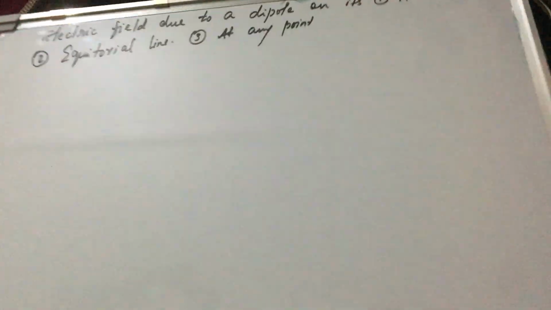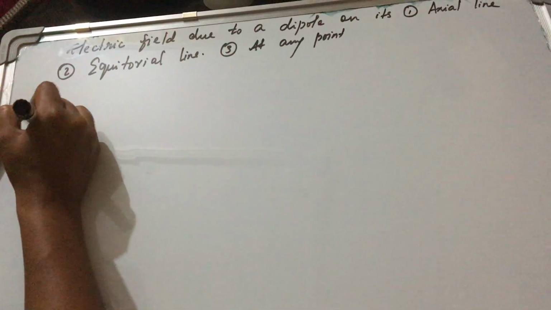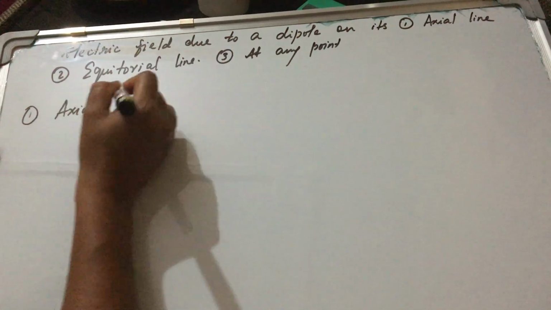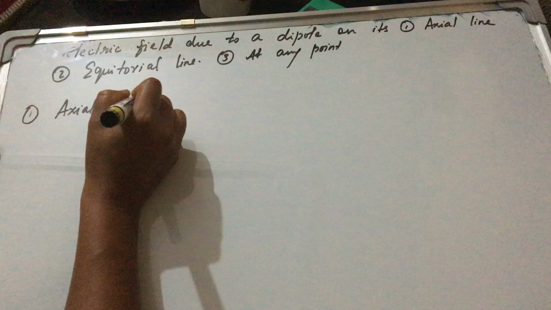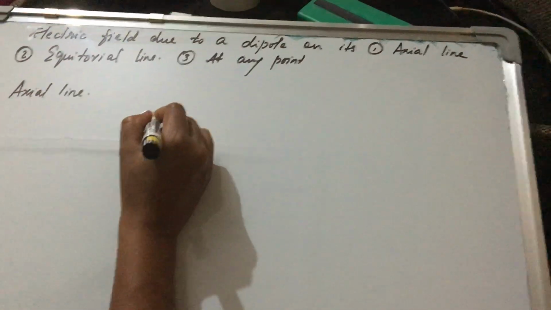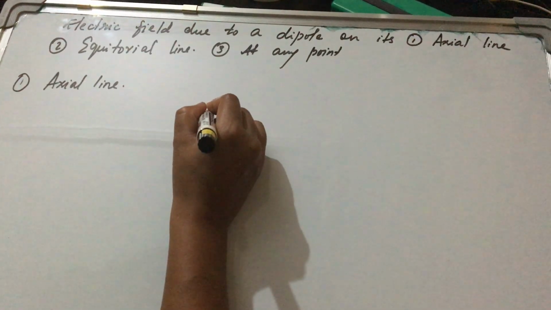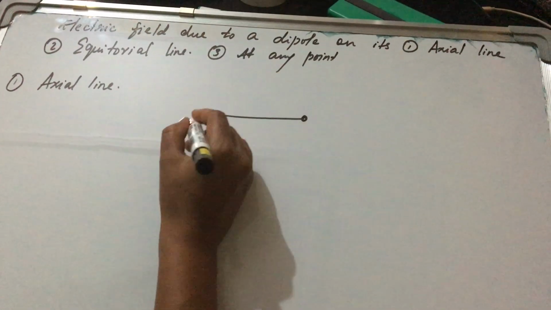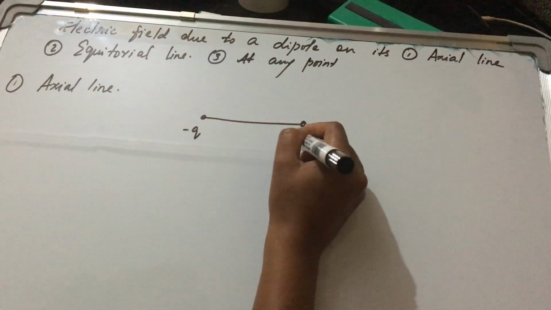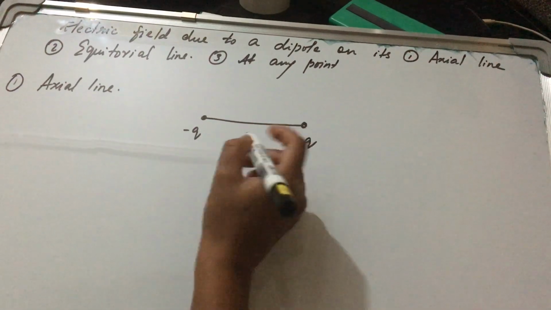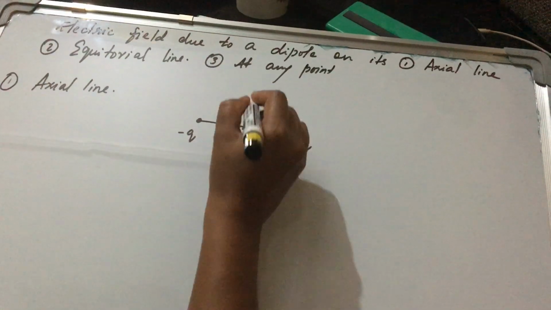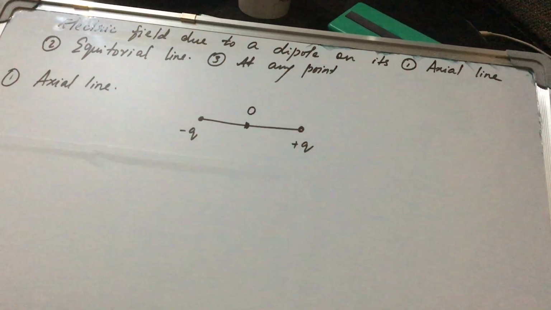So first of all, number one, the axial line. This is very important from your exam point of view, so you need to study it. Suppose here is a dipole. I'm making it bigger so that things could be clear. We are taking the measurements from the origin, and the origin is kept at the center.